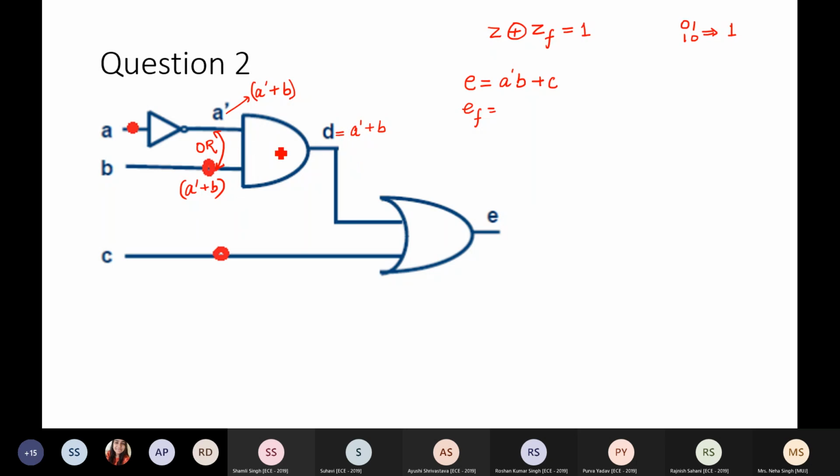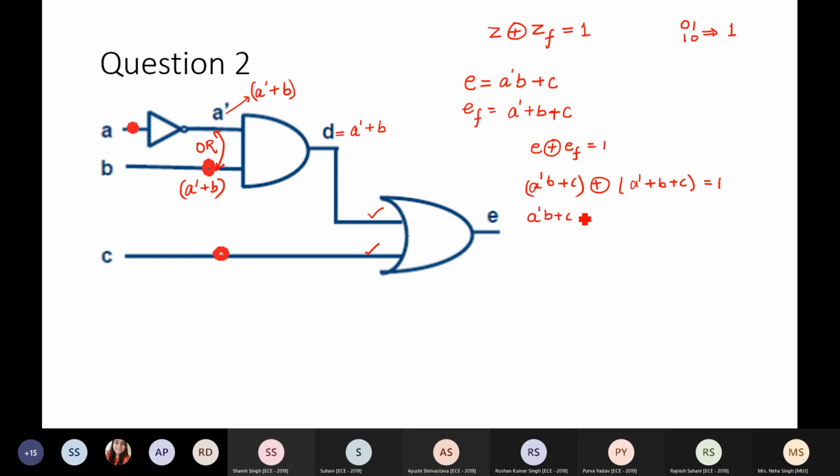Okay? So how can I write EF, the faulty expression of E? It would be A bar plus B from this input of the OR gate, plus C from here. So I have the expression for E, and I have the expression for the faulty E. Put in the values: E XOR EF gives me 1. That simply means A bar B plus C XOR A bar plus B plus C equals 1.